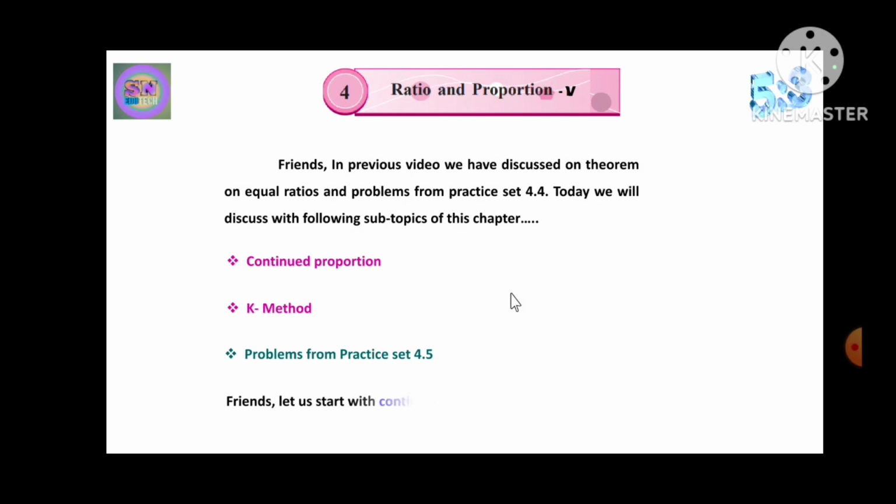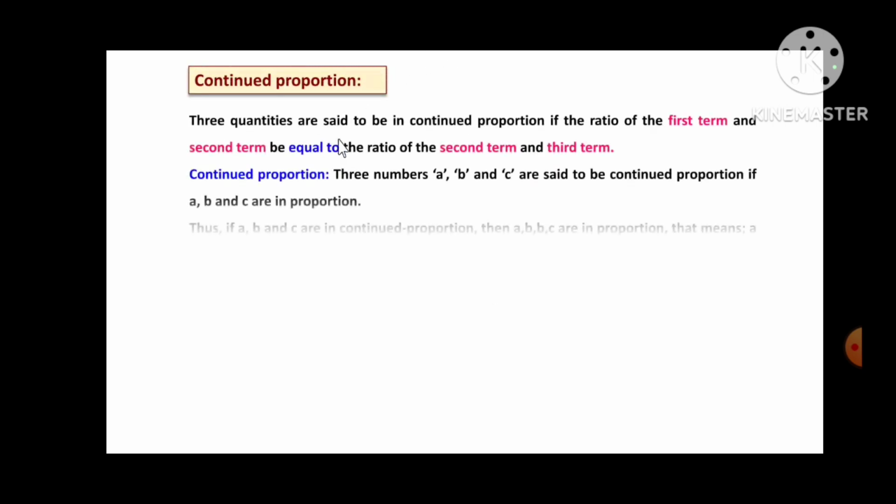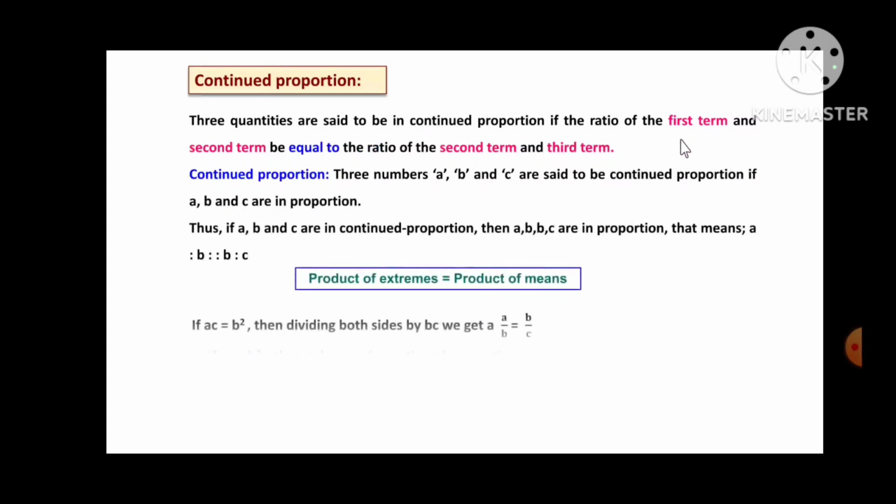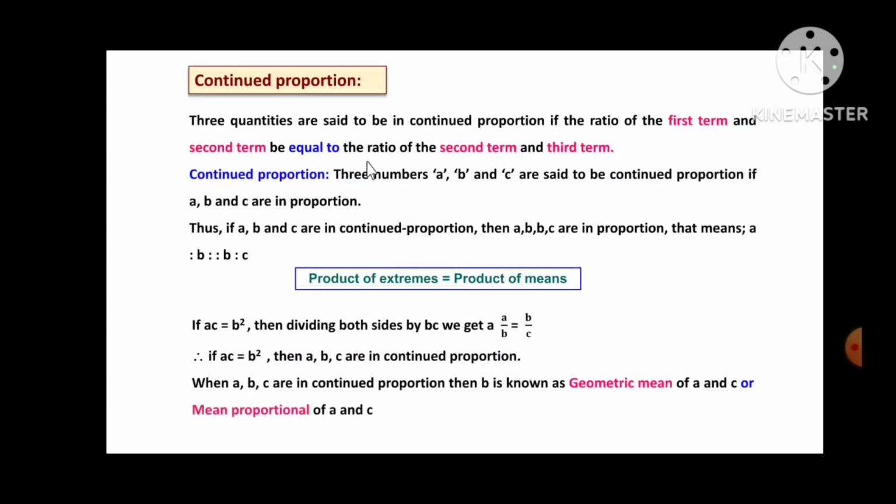So let's start with continued proportion. Friends, we will now see what we mean by continued proportion. Three quantities are said to be in continued proportion if the ratio of the first term and the second term is equal to the ratio of the second term and the third term. Let the three numbers be a, b and c. They are said to be in continued proportion if a, b and c are in proportion.